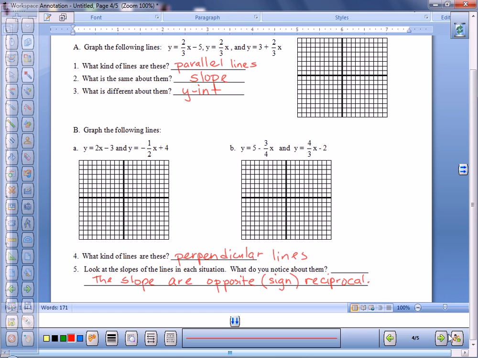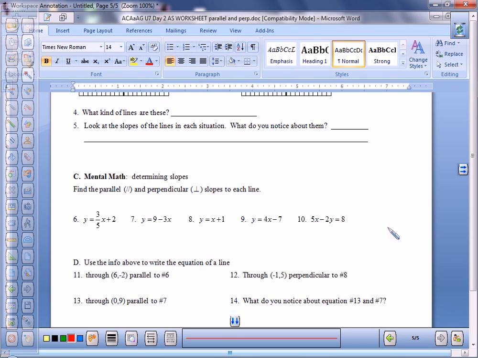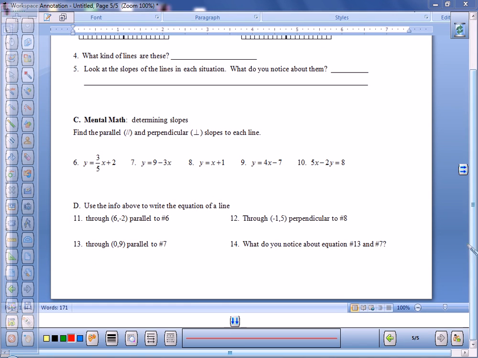All right. So these are the two things we need to be aware of when we're asked to find slopes. If we want a parallel slope, we take the equation and we do the same slope. If we want a perpendicular slope, we look at the equation and we take the slope and do the opposite reciprocal. Good.